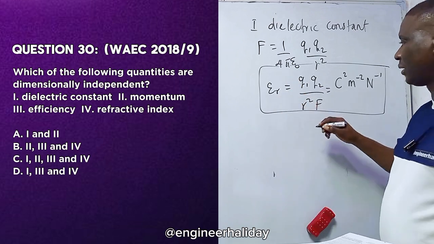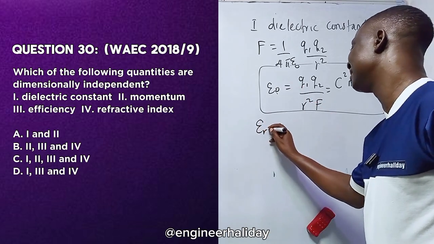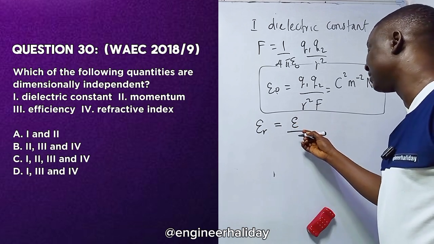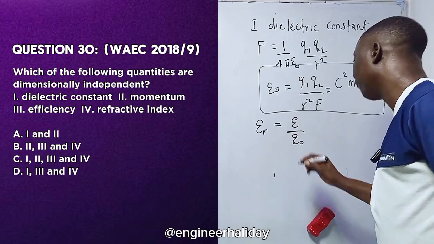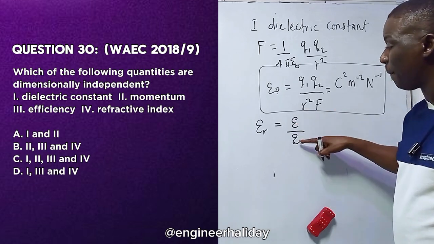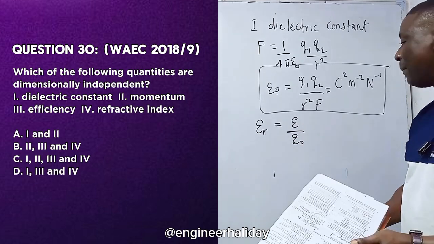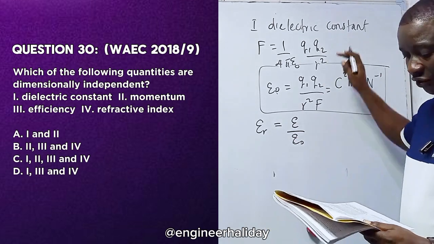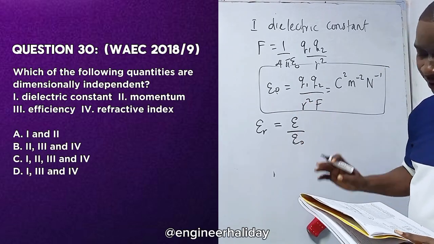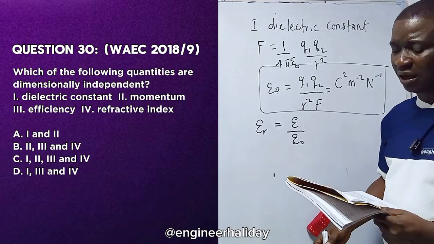Epsilon naught is the permittivity of free space. Dielectric constant, epsilon R, equals the permittivity of a medium over the permittivity of free space. That is the relationship between the permittivity of a medium and permittivity of free space, equal to the dielectric constant, which is also known as relative permittivity. That one does not have a unit. It's only the permittivity of free space and permittivity of a medium that have a unit. Roman figure 2, momentum, it has a dimension.